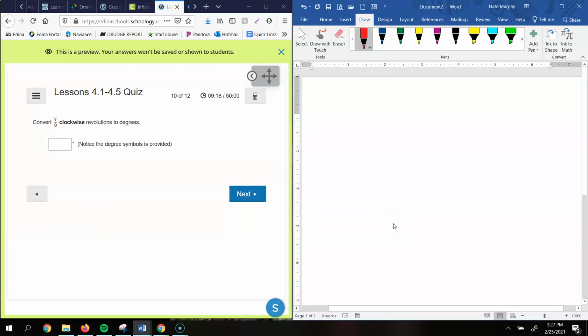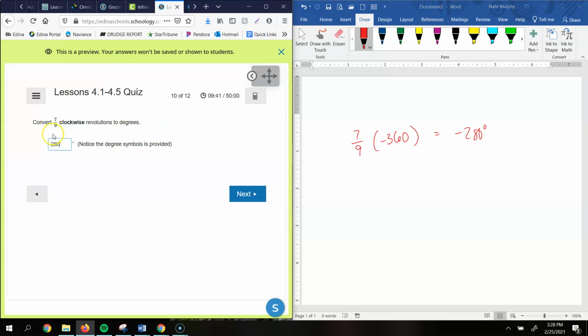All right, so this one, it says convert 7/9 clockwise revolutions to degrees. Now the fact that it's clockwise means that it's going to go in the negative direction. So we would multiply that times negative 360. Well, 9 goes into negative 360 negative 40 times, 7 times that is negative 280 degrees. So your answer here would be negative 280.